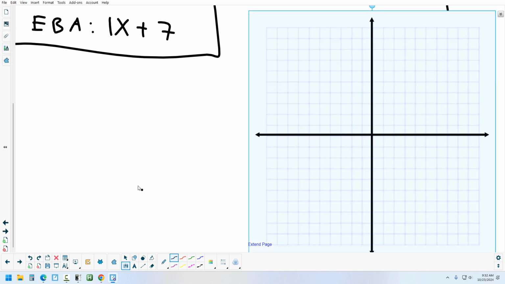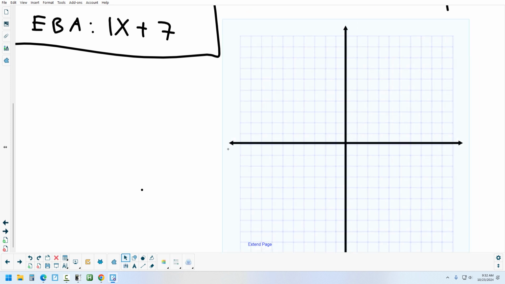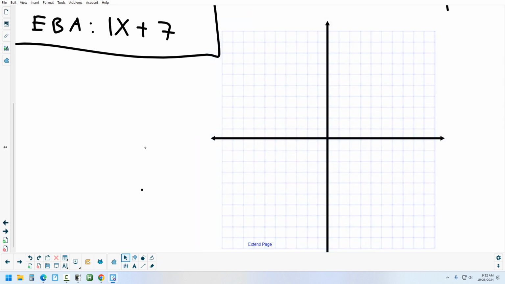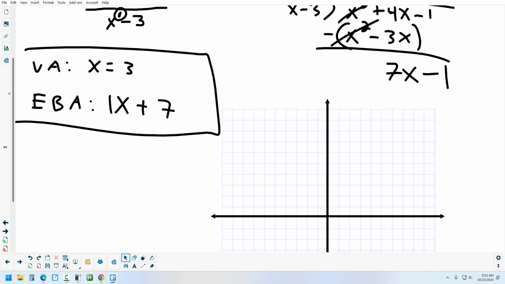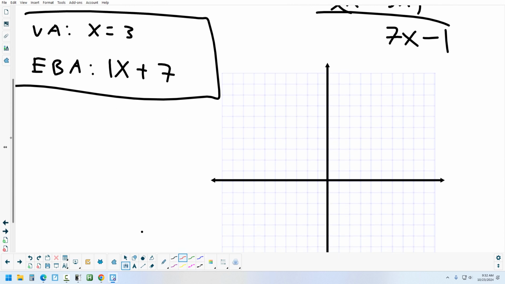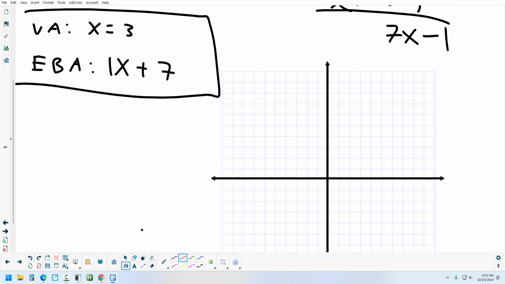I'll try it on this paper. Hopefully that's big enough. Okay, sketch both of your asymptotes. I'll do those in red. My vertical is at x equals 3. So that will be a line that we never cross. You cannot cross a vertical asymptote, ever. Can't do it. The slant asymptote is y equals 1x plus 7.